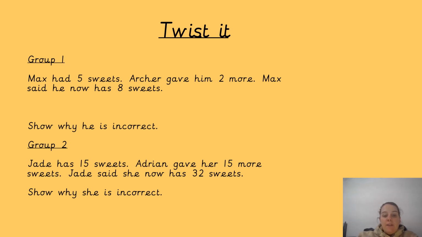Group 2, Jade had 15 sweets. Adrian gave her 15 more sweets. Jade said she now has 32 sweets. Show why she's incorrect. So again here, you're going to write the number sentence.